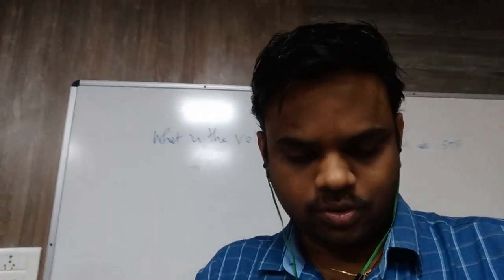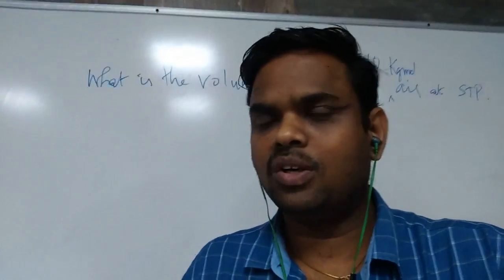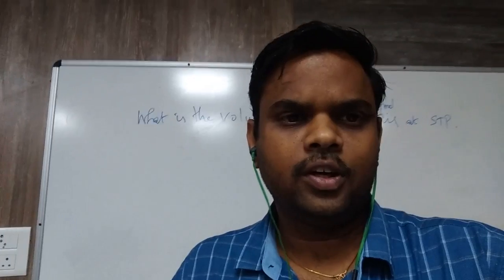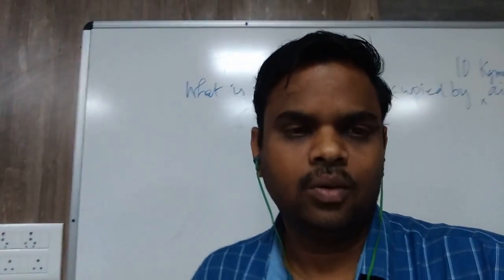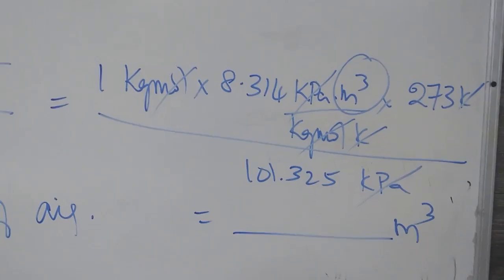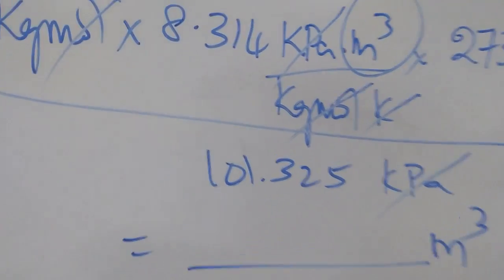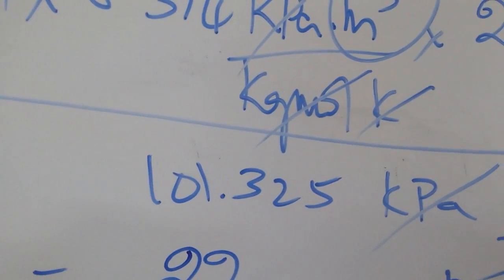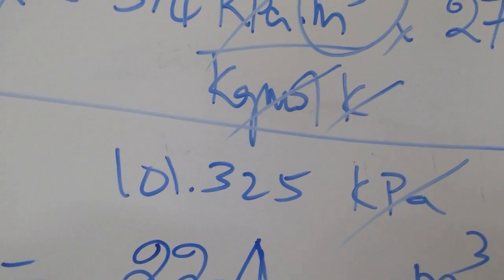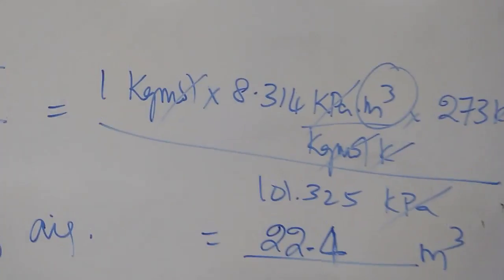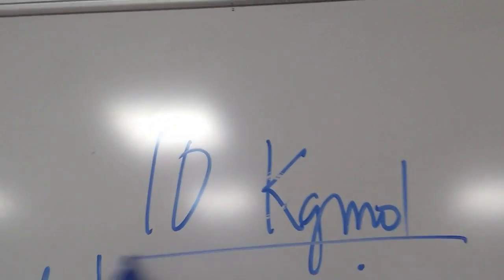Okay. So now you have to go back to Avogadro's hypothesis. He has mentioned that 1 kg mole of any substance will occupy 22.414 meter cube of volume, right? So using that you can determine the volume occupied by 10 kg moles of air. So what is the answer we get? 22.4 meter cube is the volume occupied by 1 kg mole. So here the question is the volume occupied by 10 kg mole.